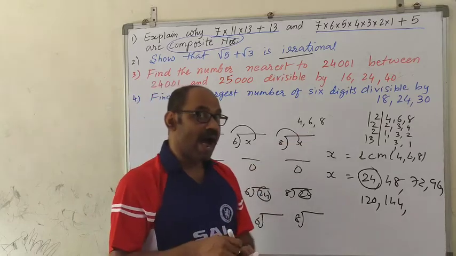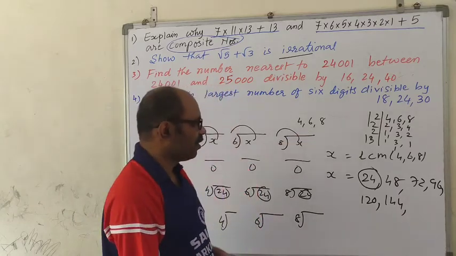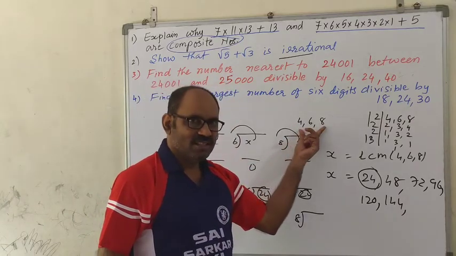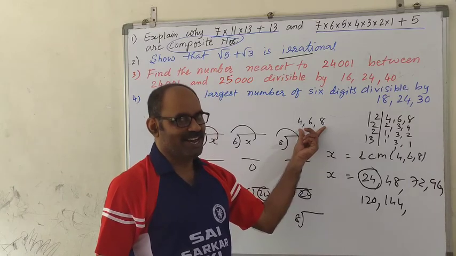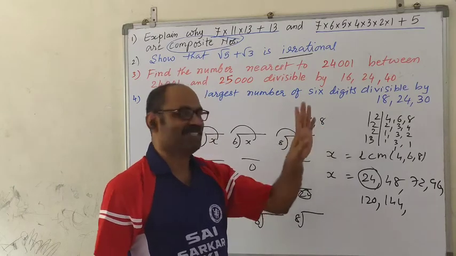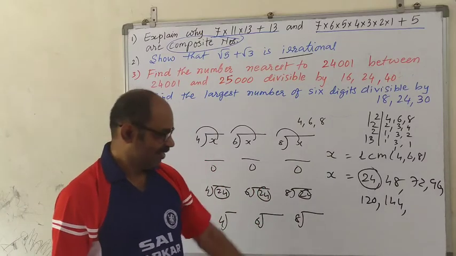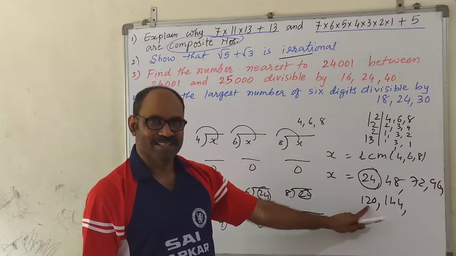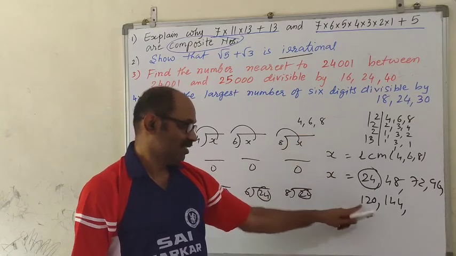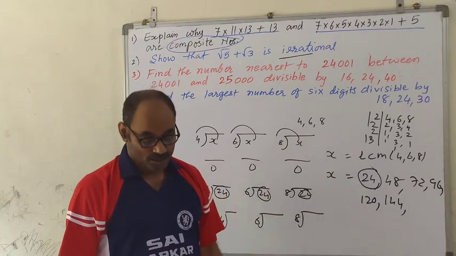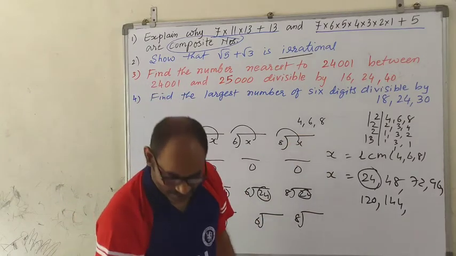Now, here I give a twist in the question. Which is the first 3-digit number which is exactly divisible by 4, 6 and 8? Can you answer it? Yes. The 3-digit number exactly divisible by this is 120. Children, but how can you get it?